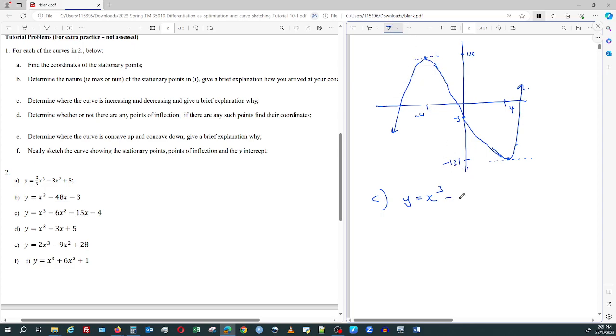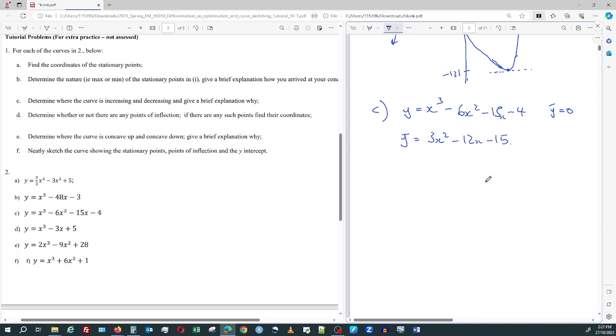x cubed minus 6x squared minus 15x minus 4. So we want to assign this to 0 if it's at all possible. So we need to go ahead and find what that is. So we get 3x squared, 2 6s is 12x minus 15. So we can go ahead and see if we can assign this to 0. So this becomes solved, it's a quadratic.